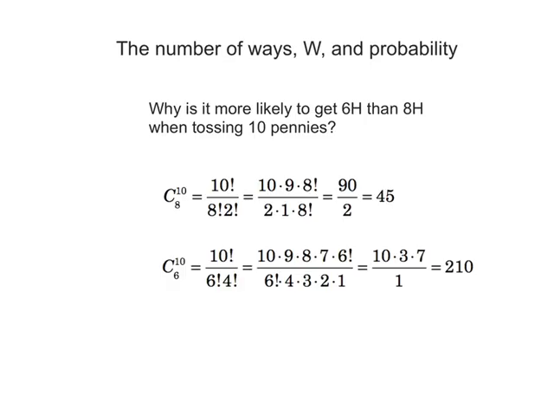Use of the combination formula shows that there are 210 ways to get 6 heads when you toss 10 pennies. There are 2 to the 10th, or 1024, possible outcomes. So you can see that the odds of getting 6 heads are nearly 5 times as great as that of getting 8 heads when you toss 10 pennies. These values apply to the odds of getting 2 heads or 4 heads because these events are the same as having 8 tails or 6 tails respectively.